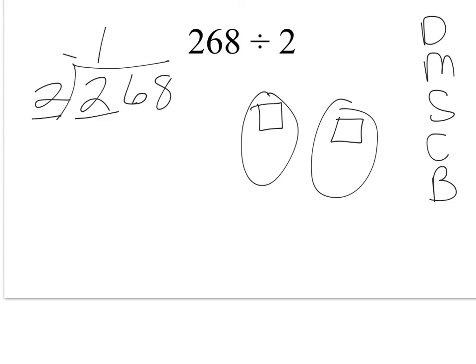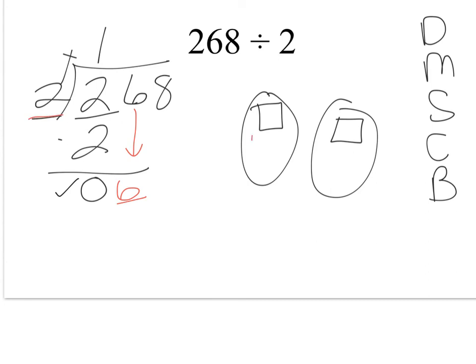Then I'm going to multiply. 1 times 2 is 2. Then I'm going to subtract. 2 minus 2 is 0. I'm going to check to make sure that what I subtracted is smaller than my divisor. It is. So now I can bring down the 6 tens that I have not divided out yet. So now I have 6 tens divided into 2 groups.